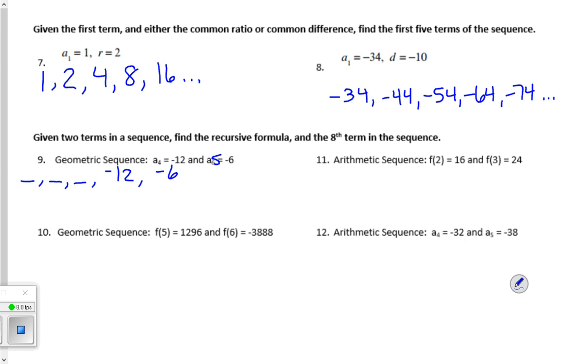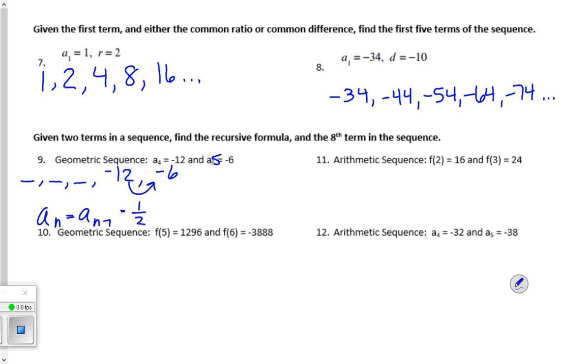So they want to know what the recursive formula is. Well, if this is geometric, all I need to do is figure out, how do I go from here to here? How do I multiply or divide? Well, I multiply by half. So my rule would be a sub n equals a sub n minus 1 times a half.